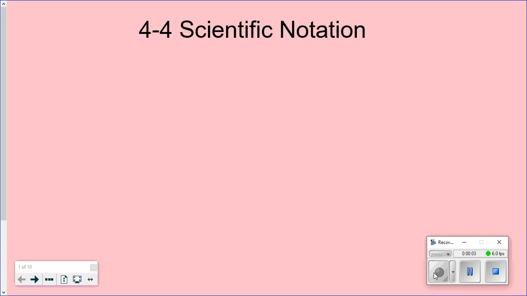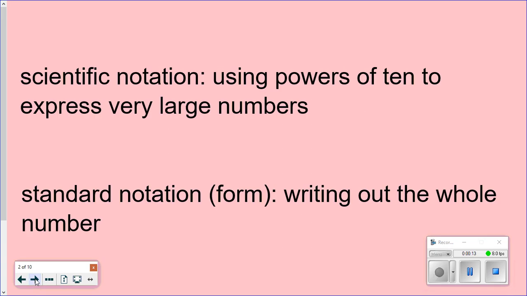Today is 4-4, scientific notation, a new lesson to most of you again. So make sure that if you have questions, you take some good notes. Now, scientific notation is a way to write really, really big numbers and sometimes really, really small numbers.